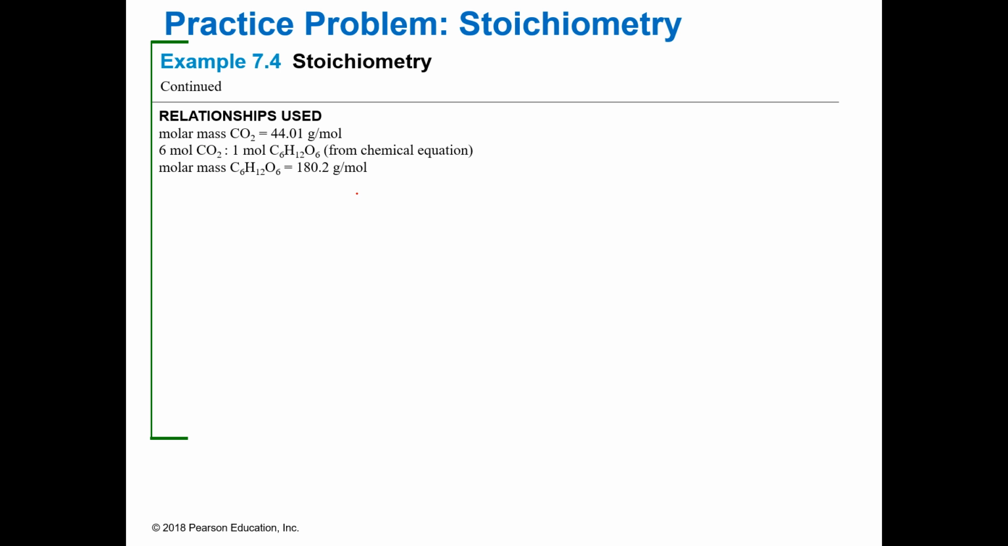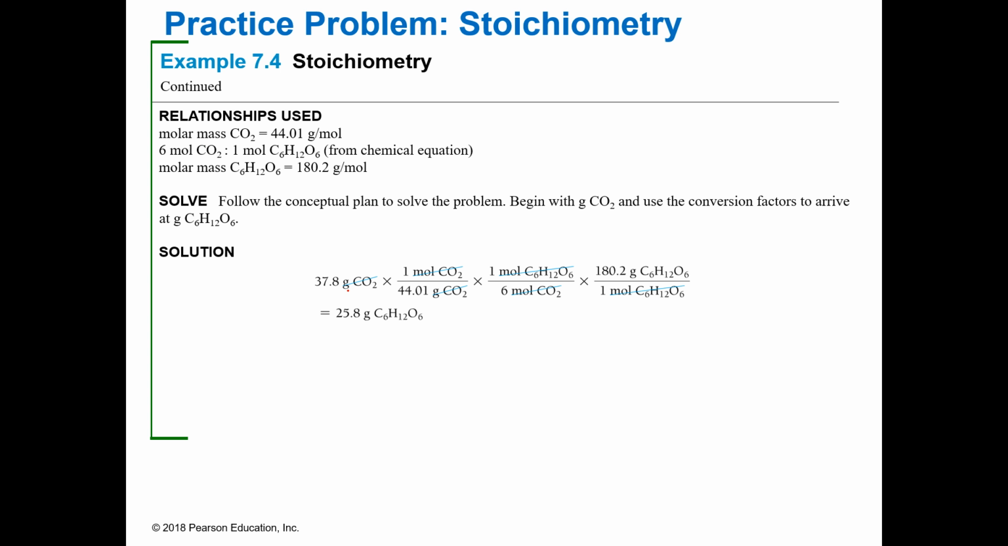Here are the relationships that we just went over. And so we're going to start with our CO2, what we're given. We're going to multiply it by the molar mass ratio. Those grams are canceling. Then we're going to go from moles of CO2 to moles of glucose, cancel out the moles of CO2, then moles of glucose to grams of glucose using the molar mass, and cancel those moles out. So if 37.8 grams of CO2 reacts, 25.8 grams of glucose will be formed.